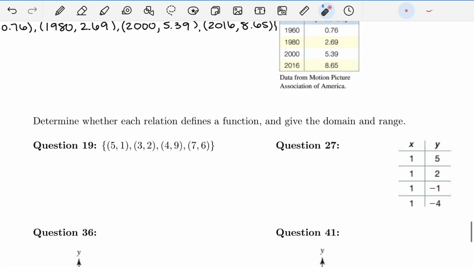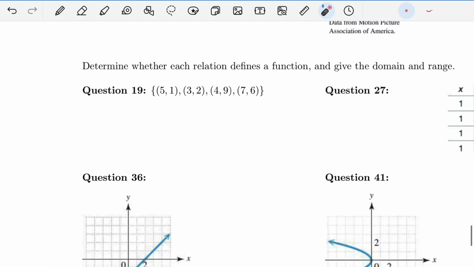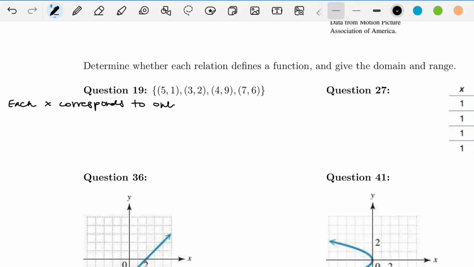Now moving on to the next couple questions here, what we want to do for each of these is determine whether each relation is going to define a function and then give the domain and range. So for question 19 here, we again have a set of ordered pairs. Now looking at these, we can automatically tell that this is a function. And the reason is because each input value, or each x value, only corresponds to one output value, or one y value. So we'll write that here. So each x corresponds to only one y. So this tells us this is a function.